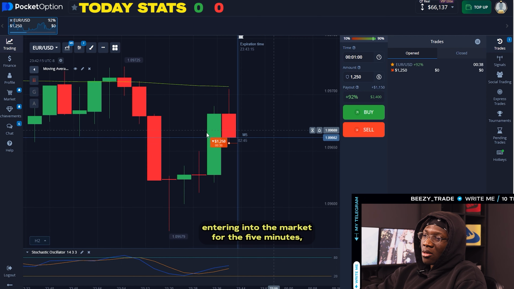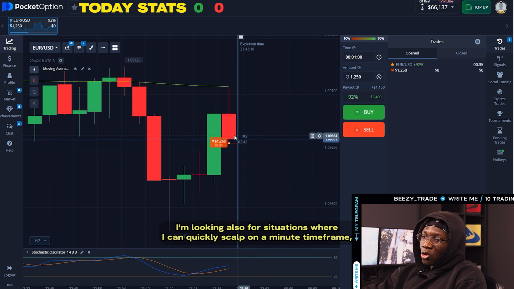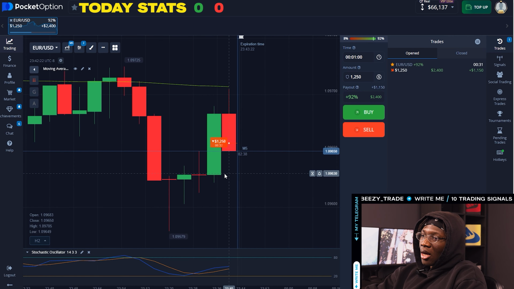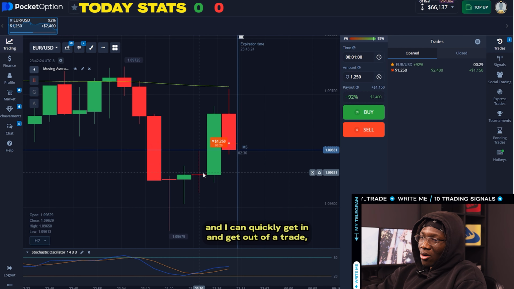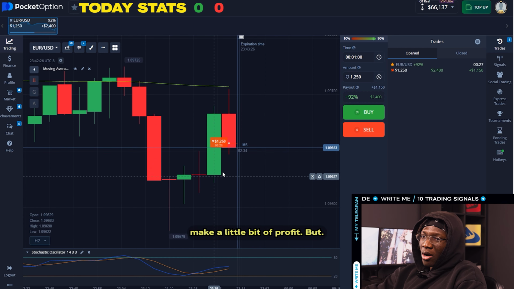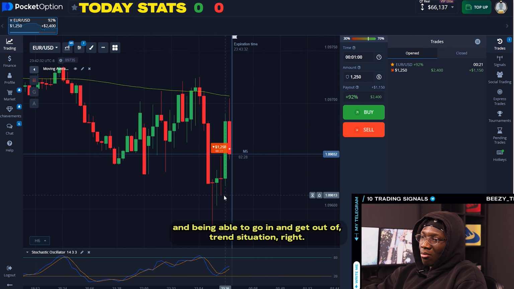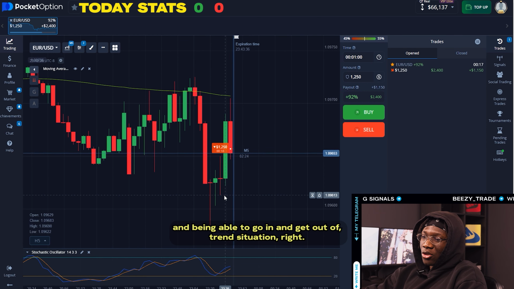So as you can see, despite the fact that I'm thinking about entering the market on the 5 minutes, I'm looking also for situations where I can quickly scalp on a minute time frame, and I can quickly get in and get out of a trade, make a little bit of a profit, just based on quick analysis and being able to go in and get out of a trend situation, right?